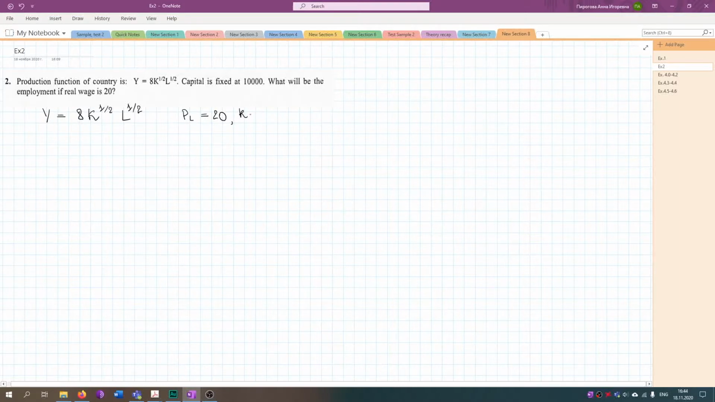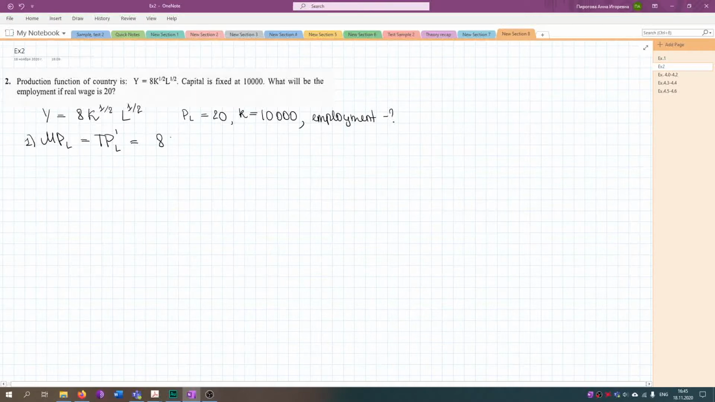K is equal to 10,000, and we need to find the employment. So first of all, we need to find the marginal product of labor, and it is the derivative of the total product.